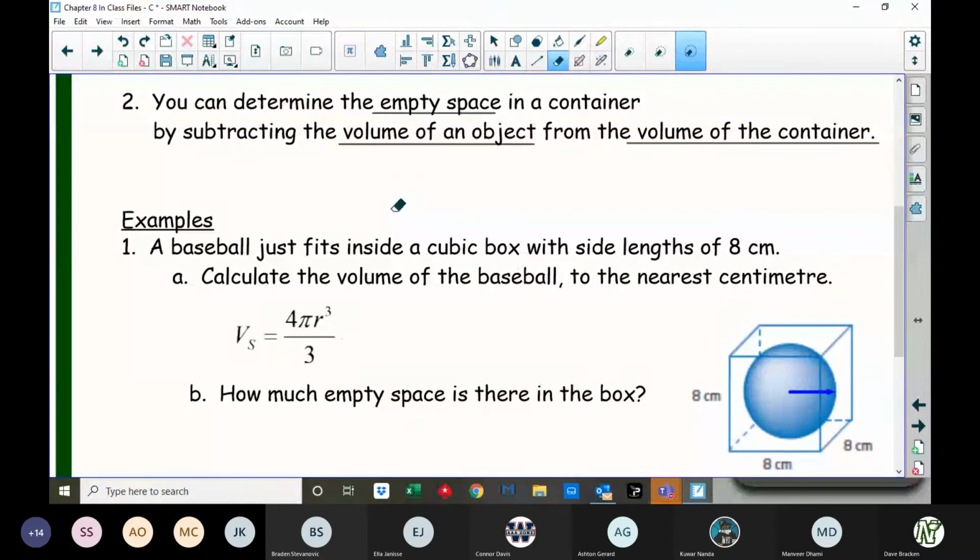But then all of a sudden it clicks in and you're thinking, well, wait a second. If this whole side is 8 centimeters, then going from side to side in this sphere is also going to be 8 centimeters because it fits just inside the box. It's touching every side. So if this is 8, the diameter of this sphere is 8. So we know the radius is going to be 4. So in my diagram over here, I will write 4 centimeters.